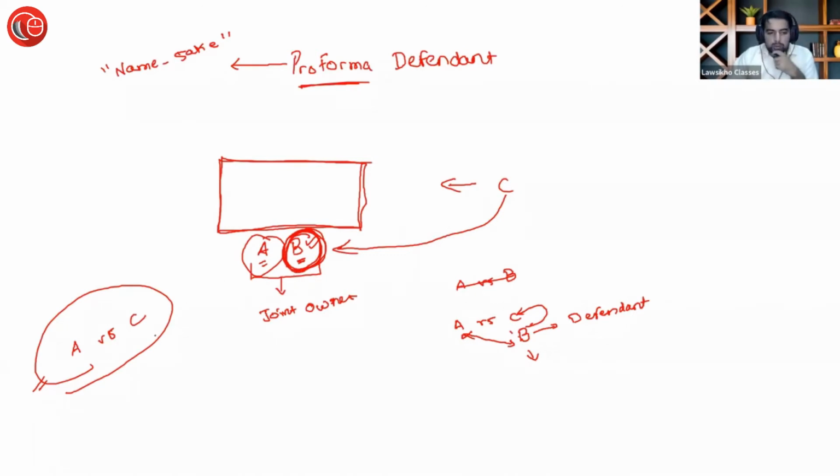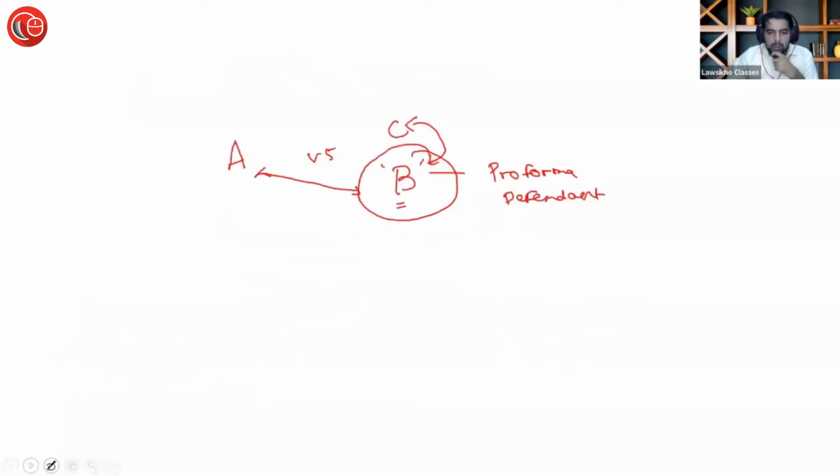So that is the reason what the court will do. Court will make this B as a pro forma, मतलब court will include this B in the suit, and he will make B as a pro forma defendant. यहाँ पर pro forma defendant बना देगी. Now this defendant will be a defendant, but that defendant will only be for the namesake. सिर्फ नाम के लिए defendant होगा.